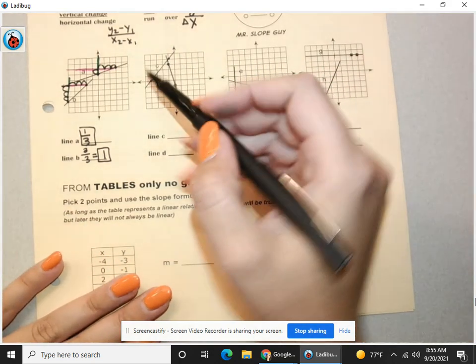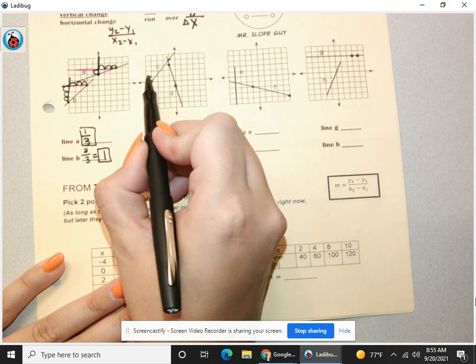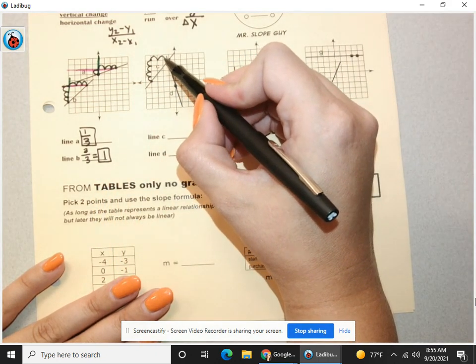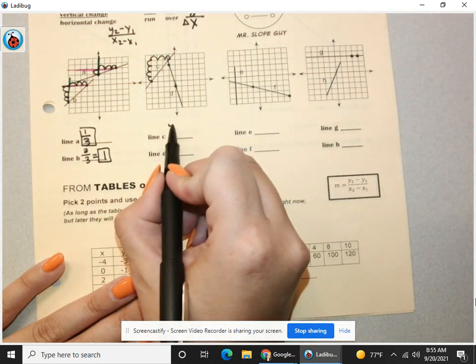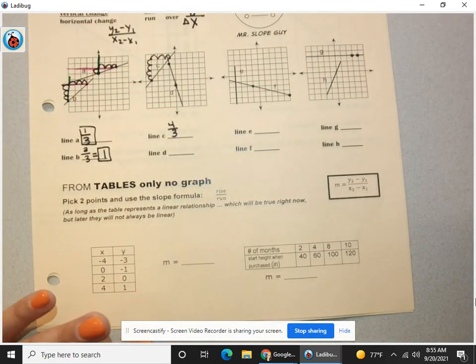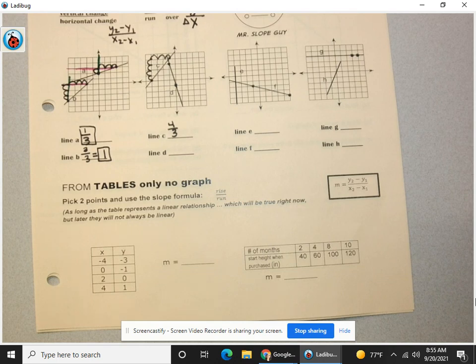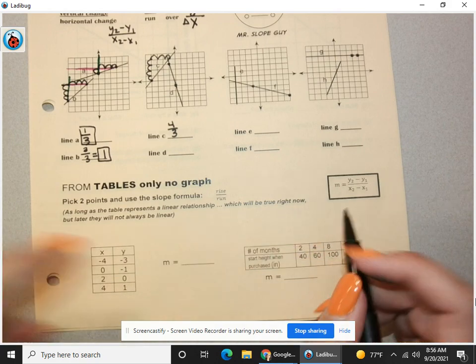Okay, so if we look at line C, I rise how many? 4. How much do I run? 3. So I've got 4 over 3. Is it positive or negative? Positive. Does it reduce? No, it doesn't. We leave it in an improper fraction. I think I heard somebody over there say 1 1/3, leave it improper.